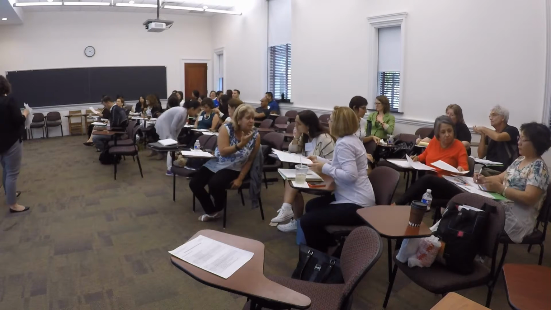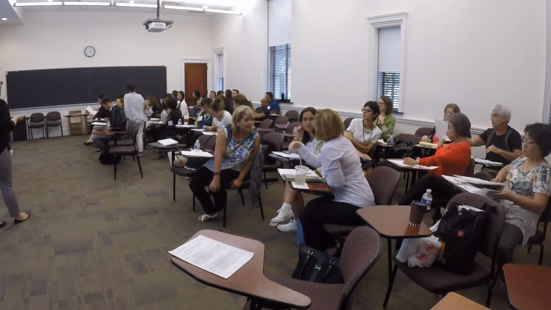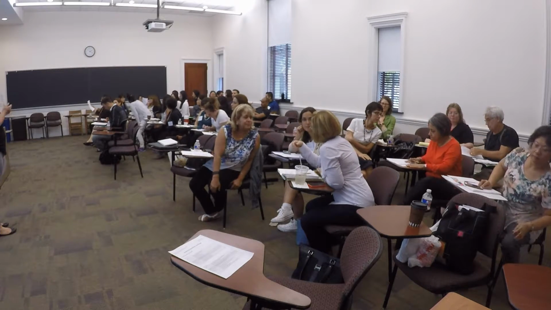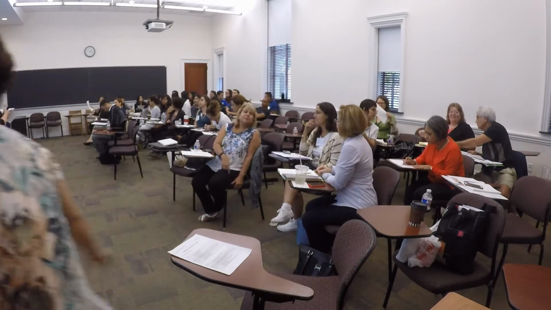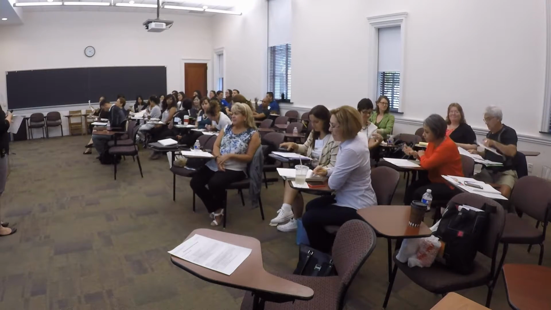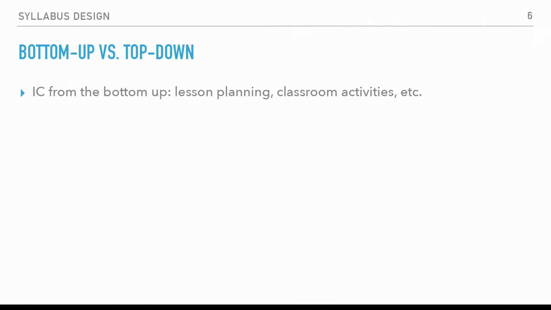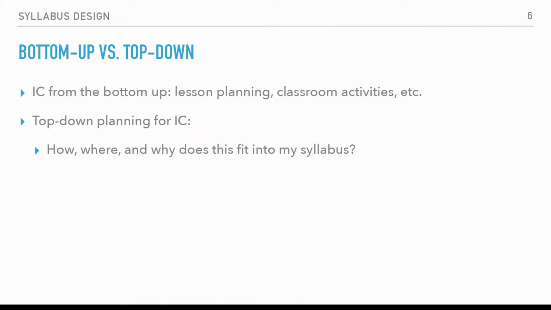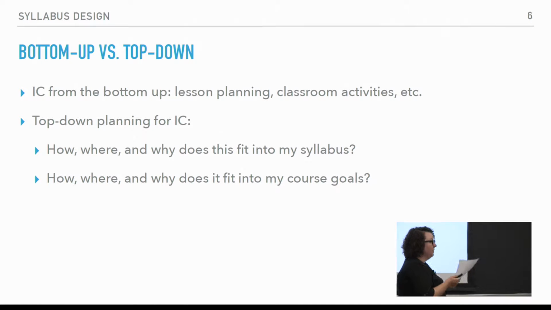finding room for ICs. As I said at the beginning of this presentation, we've been talking about interactional competence from the bottom up, which is lesson plans, classroom activities, the nitty-gritty of the day-to-day classroom. What do you do? So far, we've been talking about basically bottom up with some bigger-level things, and I want to talk about top down. So if you look at your syllabus that you know you're going to be using, or your course plan, or whatever it is that you happen to use in your teaching, how, where, and why does this fit into my course goals?